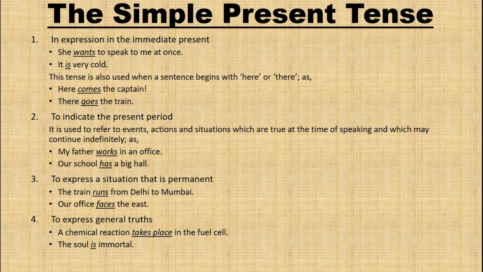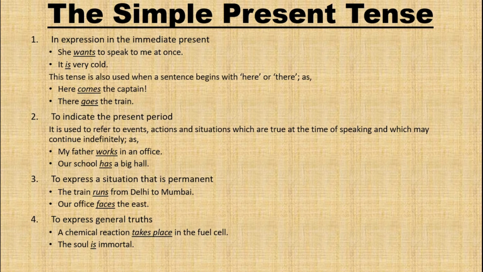For example, she wants to speak to me at once. She wants to speak right now, at this moment. That is why it is "wants," the simple present tense. It is very cold. The weather at the moment is very cold. That is why we use "is." That is the simple present tense. The underlined words are all simple present tenses.